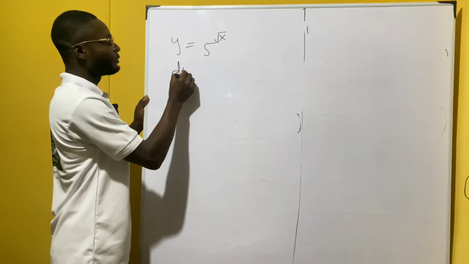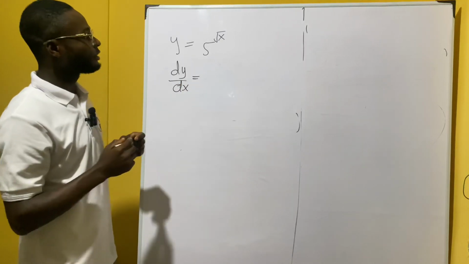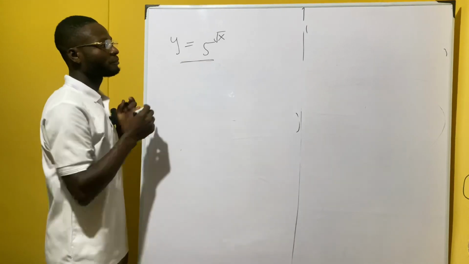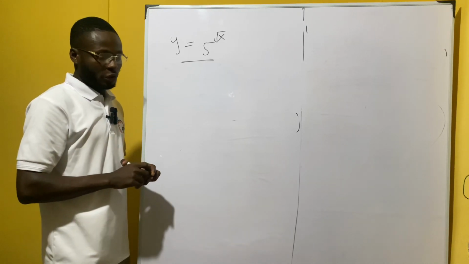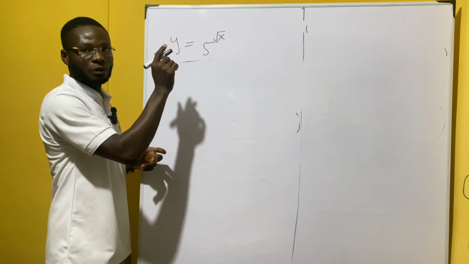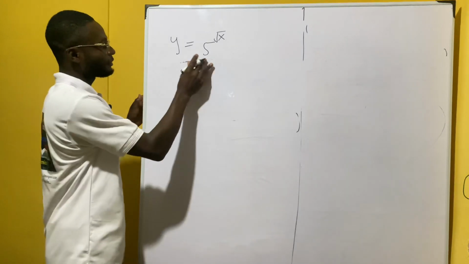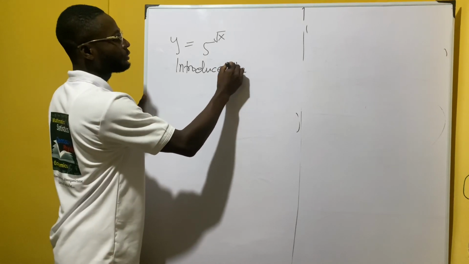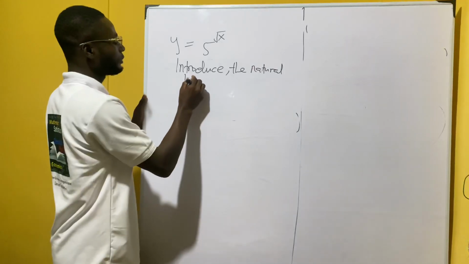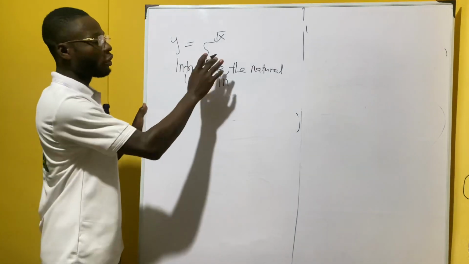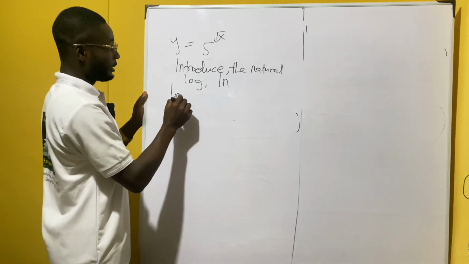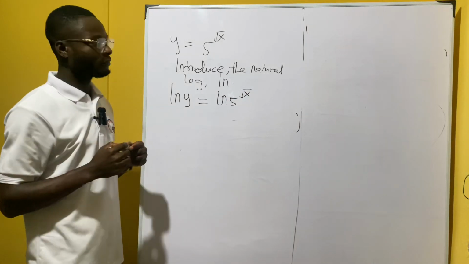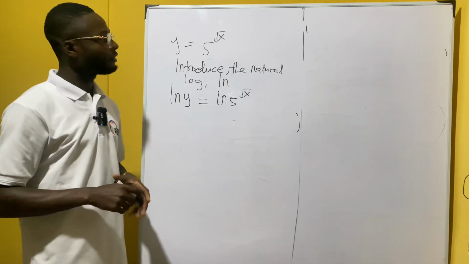So here we have dy/dx equals... wait, let's do this first. What do you have to do? First, we need to introduce what we call the natural log, which is the ln, on both sides. So we have ln y is equal to ln 5 power root x. If you don't do this, you can't arrive at the right solution.